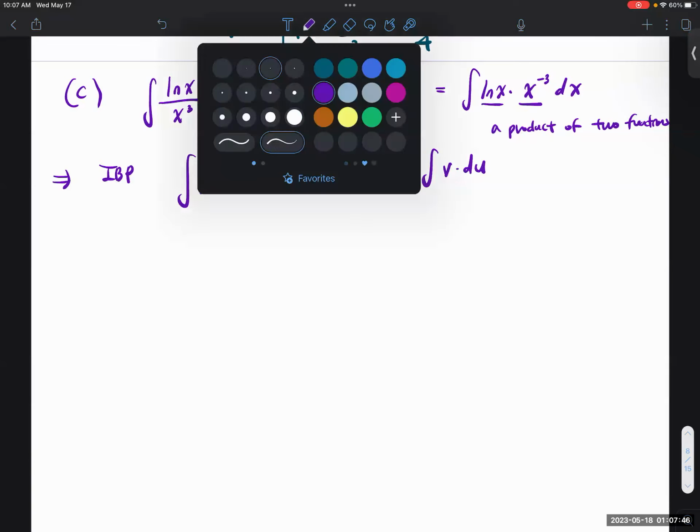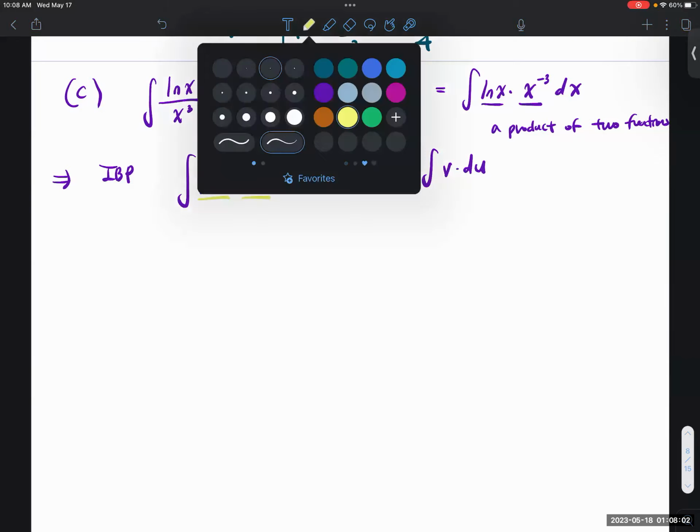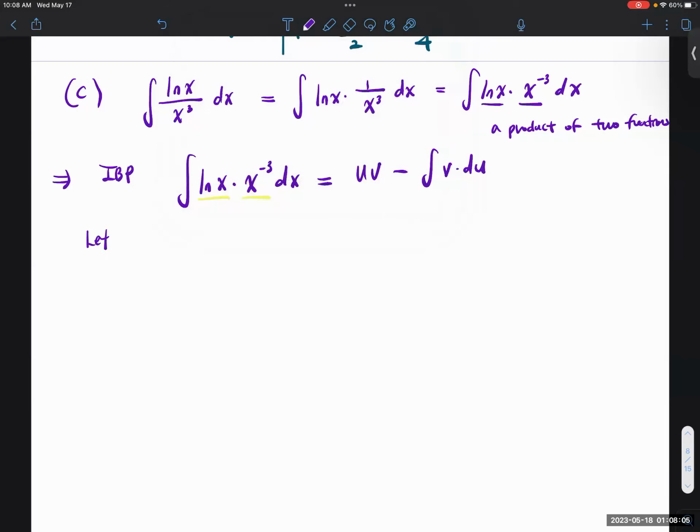So which one is the first function you want to see? Okay, we have two functions. I told you ln or exponential, they have priority to be the first function. Don't you remember? So I'm going to say the ln is going to be my first function. So let u equal to ln x, right? And then you're going to find out u prime, and then also I have a v prime. It's already given. This is your v prime: x to the negative third dx.